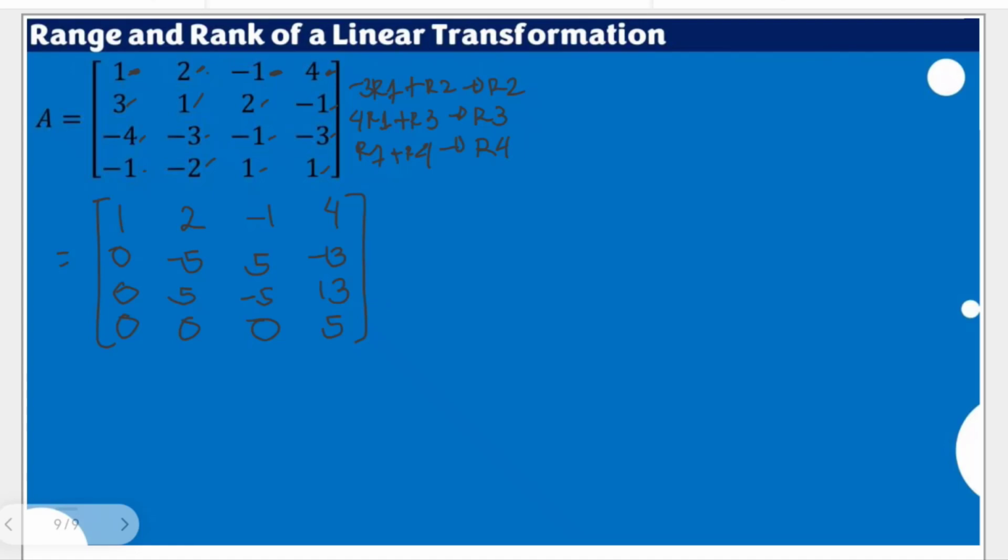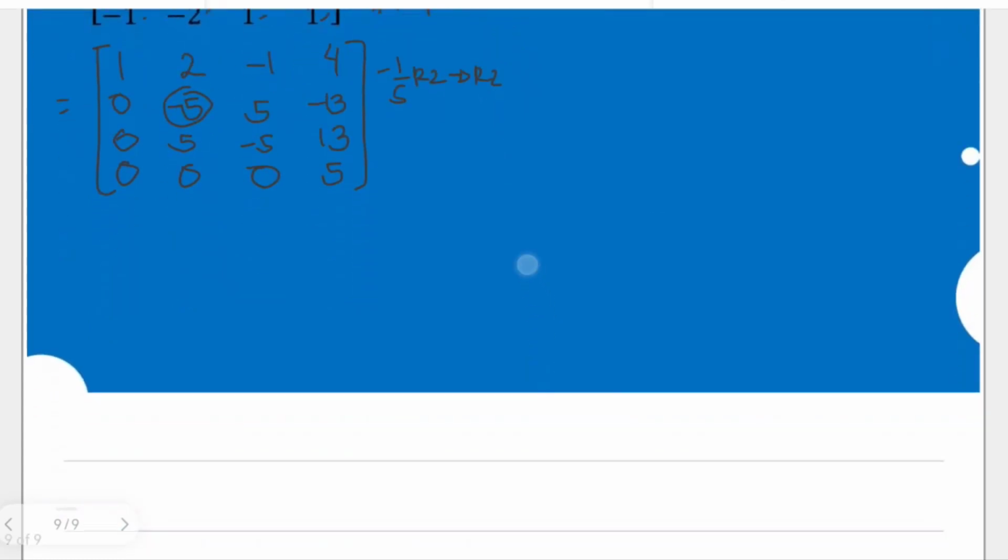So what we need to do next is divide row 2 by -5, that is multiply by -1/5, so that it would become a leading one, for a new row 2. We have here 1, 2, -1, 4. This is 0. This is +1. This is -1. This is +13/5. This is still 0, 0, 0, and then 5.